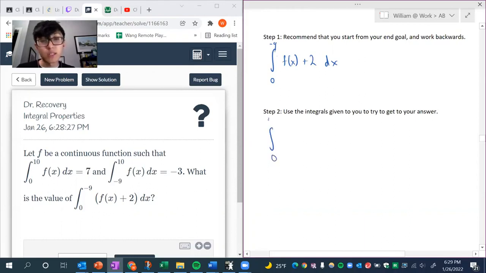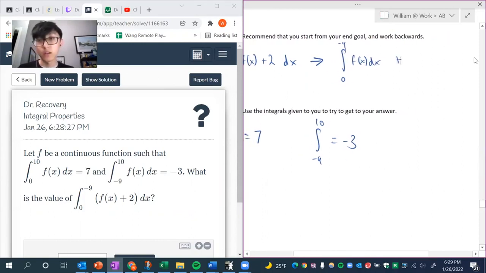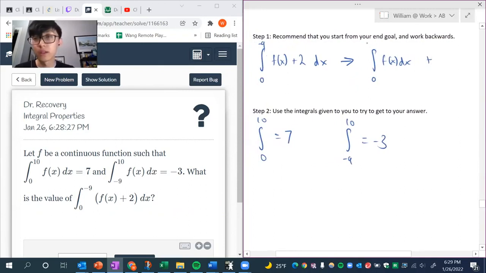So my integral from 0 to 10 of f of x is equal to 7, and my integral from negative 9 to 10 is equal to negative 3. Okay, cool. And one other thing right off the bat I would like to apply is my sum and difference property. I'm going to separate this integral. So my integral is actually from 0 to negative 9 of f of x dx plus my integral from 0 to negative 9 of 2 dx.